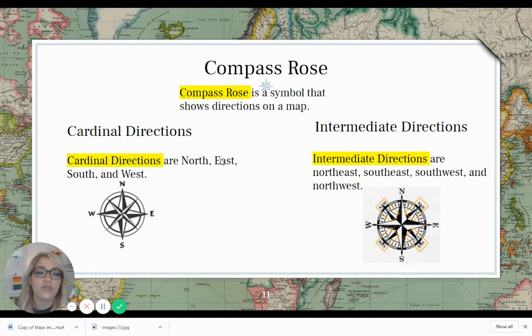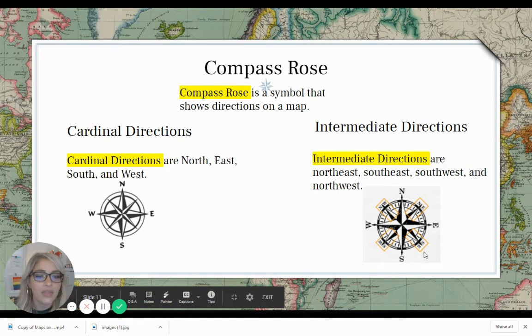We have intermediate directions, which are here in between each of our cardinal directions. If it's between north and east, it's going to be northeast. If it's between east and south, it's going to be southeast. If it's south and west, southwest. North and west, it's going to be northwest.